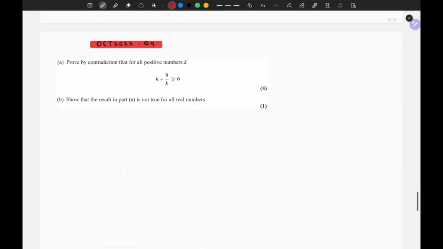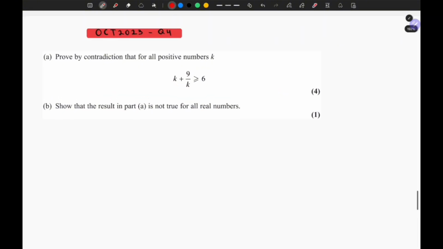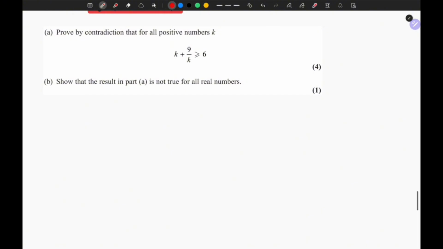This is October 2023, question 4. We need to prove by contradiction that for all positive numbers k, k plus 9 over k is greater than or equal to 6. Okay, so the assumption would be pretty simple. Since this is equal to or greater than, we need to assume the complete opposite. So we need to assume k plus 9 over k is less than 6.